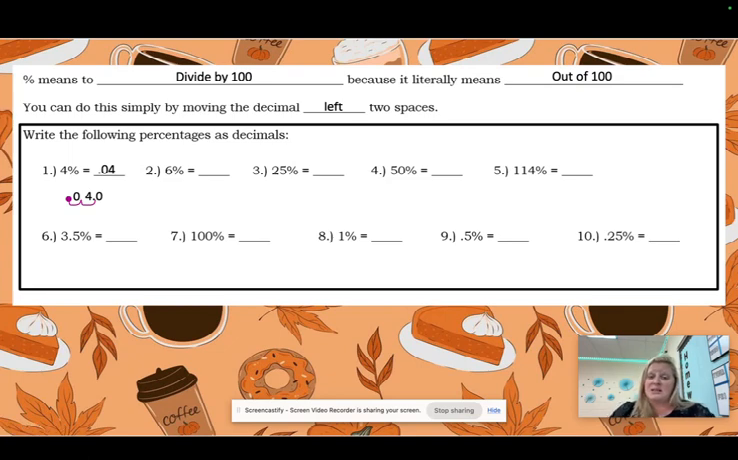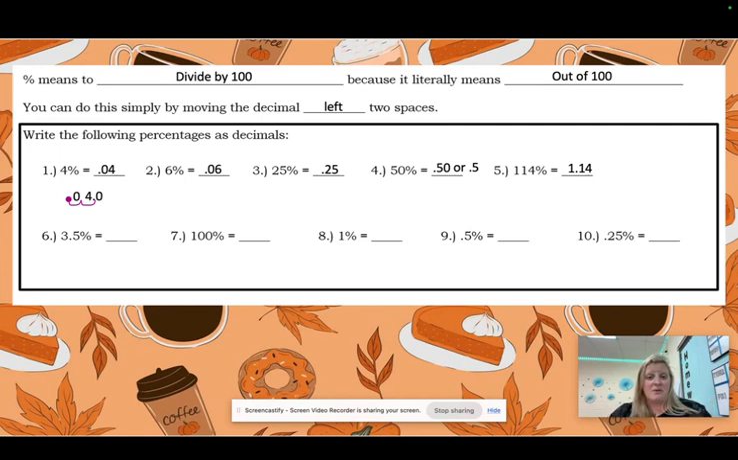Okay, it's going to be the exact same thing for 6%. So if you move that decimal 2 times to the left, you'll get 0.06. Same thing with 25. If you move twice, you'll have 0.25, 50%, 0.50, or if you want to just shave that 0 off, it's 0.5. 114%, we would have 1.14.